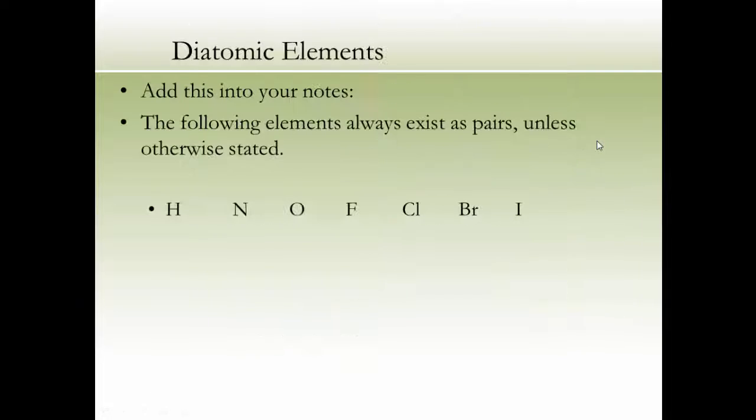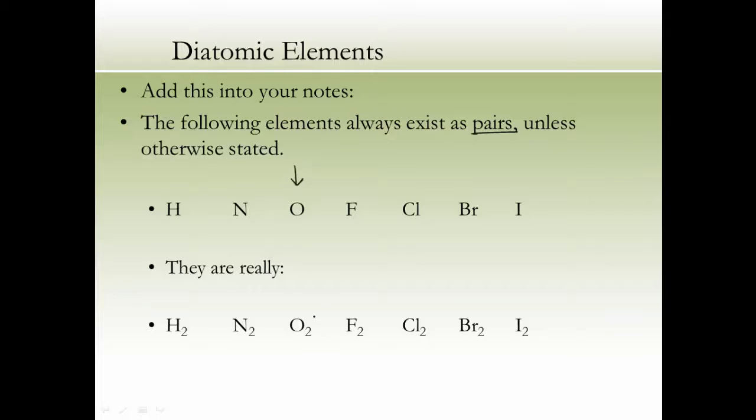What's going on here? Okay. This is a phenomenon called diatomic elements. And you talked about one of these in biology. These elements here always exist as pairs unless otherwise stated. So the one that you might remember from biology is oxygen. When you wrote chemical equations involving oxygen, like maybe cellular respiration or photosynthesis, you never wrote O, you always wrote O2. So whenever we write these elements, we write them as pairs.